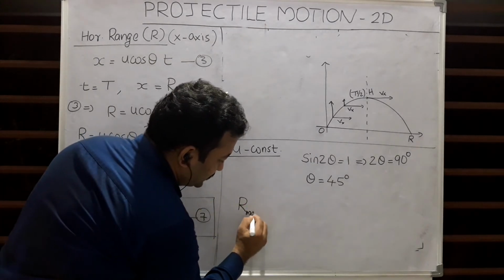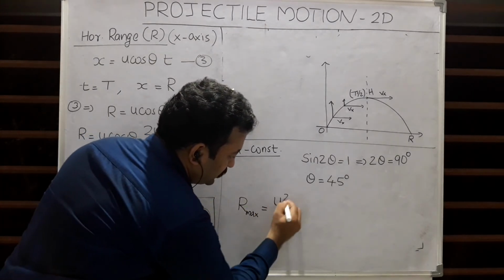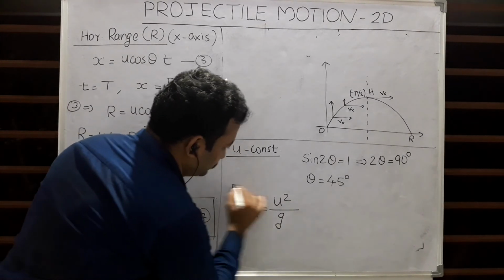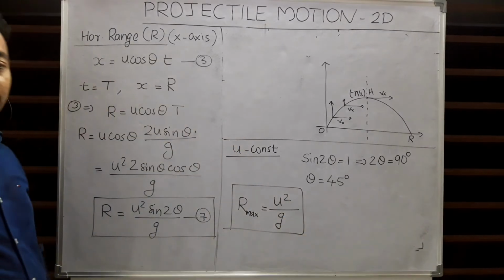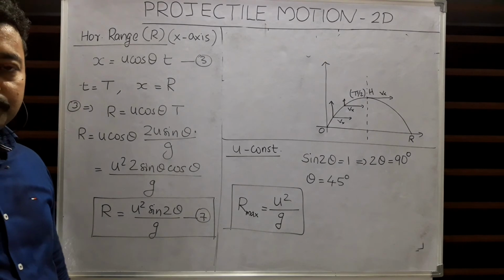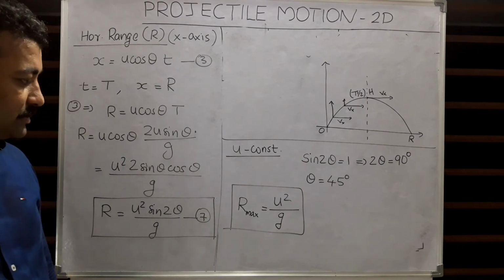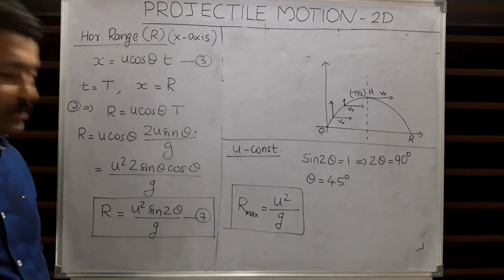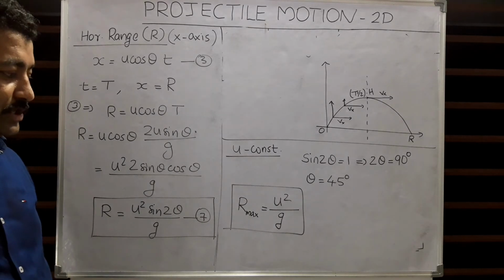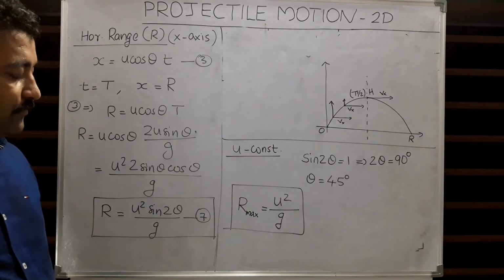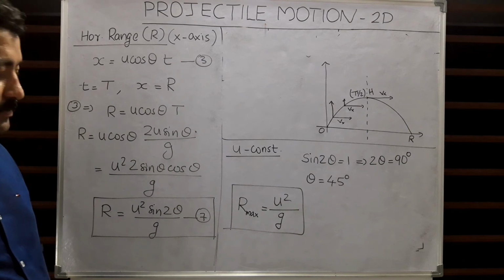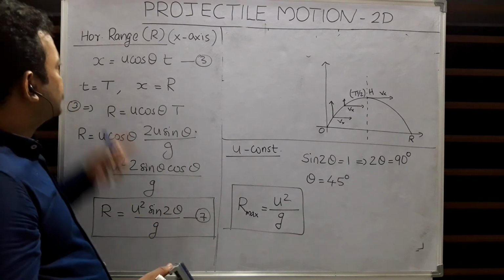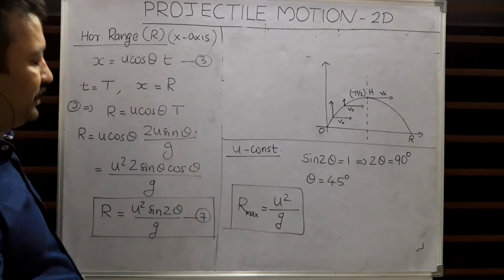That maximum range can be written as u square by g. This is the expression for maximum range. So that gives us an idea about the maximum range condition of the projectile. A 45 degree angle gives us the maximum range of the projectile. So that is the discussion on the horizontal range.